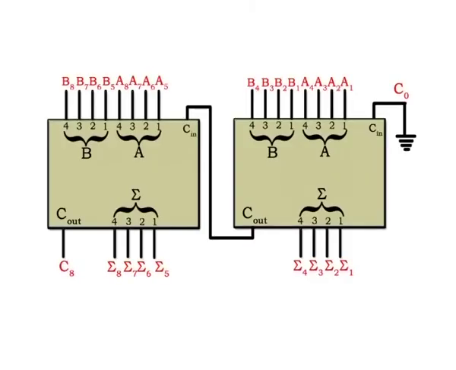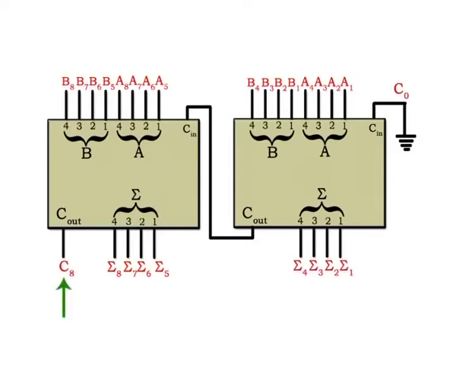Adder expansion. The 4-bit parallel adder can be expanded to handle the addition of two 8-bit numbers by using two 4-bit adders. The carry input of the low order adder C0 is connected to ground because there is no carry into the least significant bit position, and the carry output of the low order adder is connected to the carry input of the high order adder as shown. This process is known as cascading.